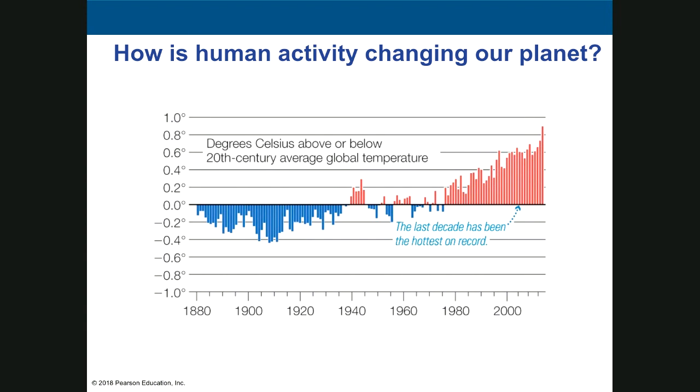What you're looking at here is a rather interesting graph, and it's a little hard to read. This is the degrees Celsius above or below 20th century averages. So basically we take an average of 1900 to 2000, and we look at whether we're above or below that average. These are changes in temperature, not absolute temperatures. A lot of times in math or in science in particular, absolute numbers are not as informative as change.